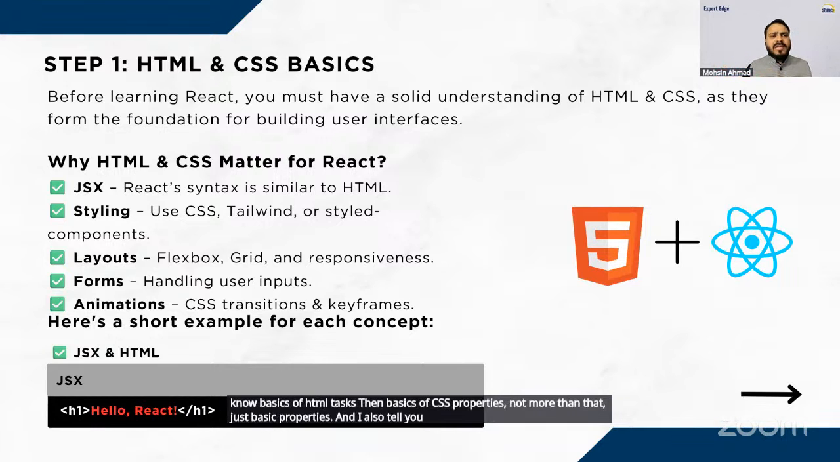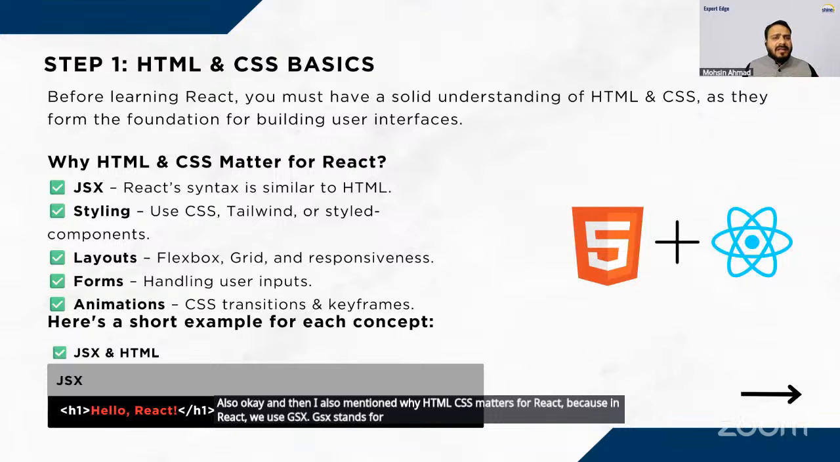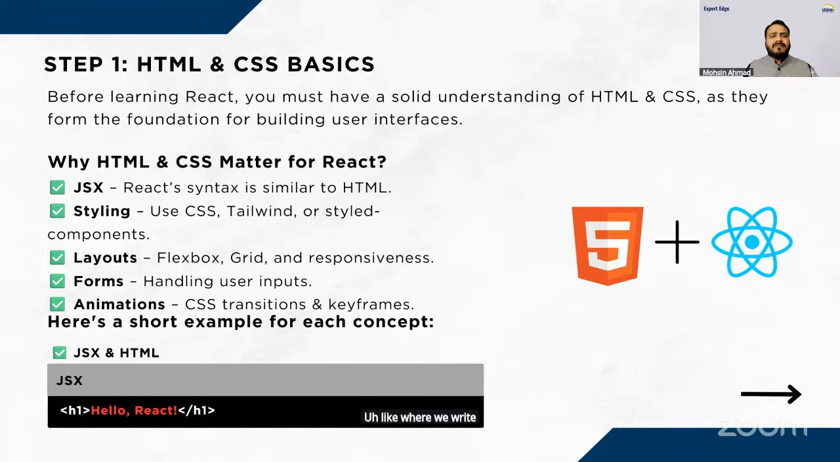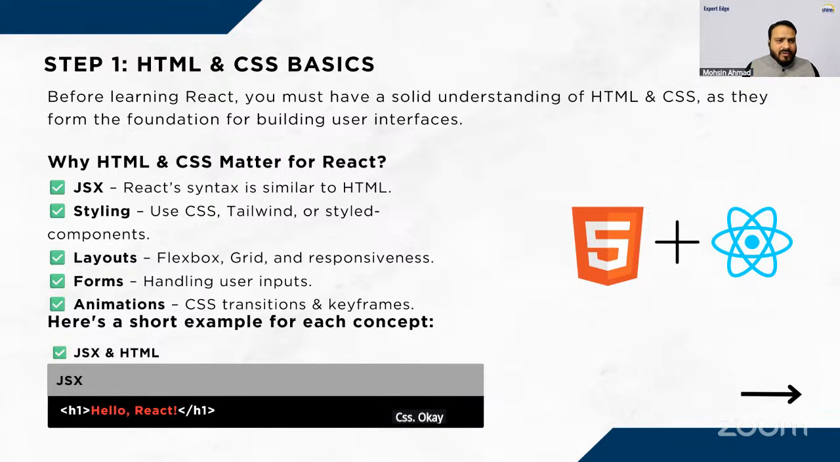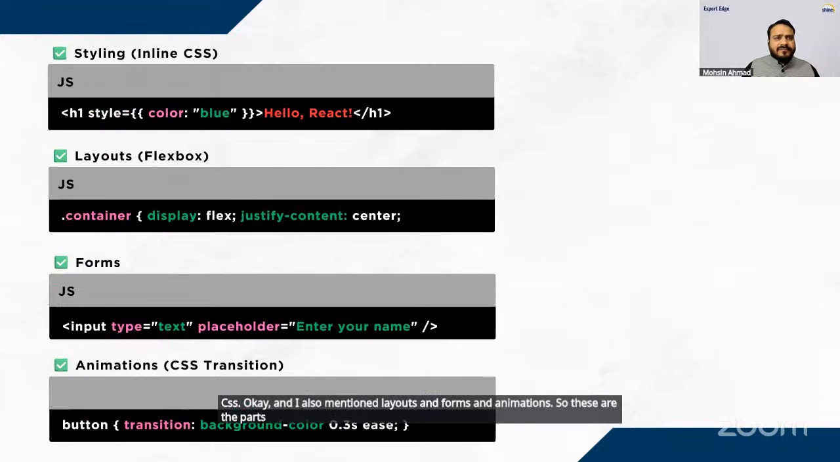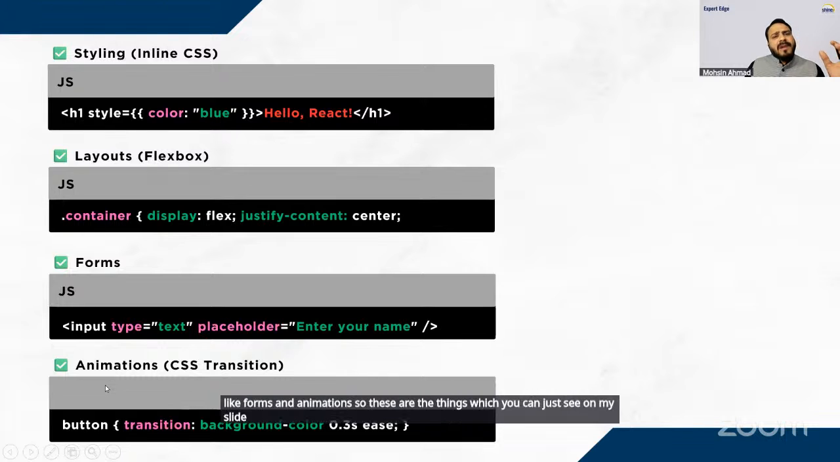And I will also tell you how many tags and how many properties one should learn to become a beginner front end developer. And then we have to go deep dive also. Okay. And then I also mentioned why HTML CSS matters for React, because in React we use JSX. JSX stands for JavaScript XML, where we write HTML inside JavaScript. That is JSX. That's why we need to learn HTML and CSS. And also for styling we use different types of colors and backgrounds and height and width. So this deals with CSS. Okay, and I also mentioned layouts and forms and animations. So these are the parts of CSS. These are some tags like H1 with the styles, container, input tags like forms and animations. So these are the things which you can just see on my slide. I also give you a practical example with that.